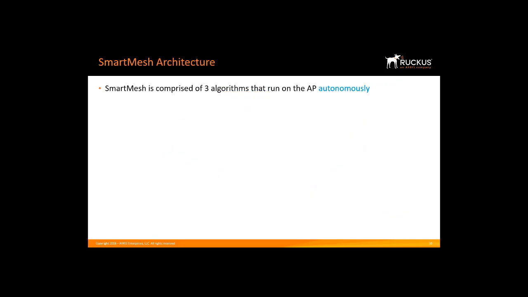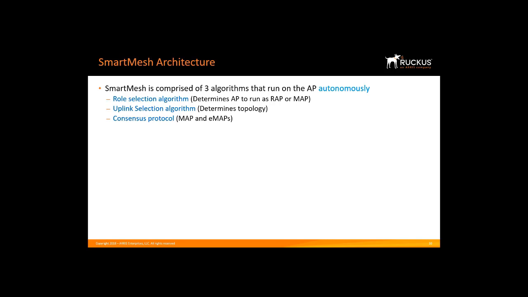Let's review the SmartMesh architecture. SmartMesh is comprised of 3 primary algorithms that run on the AP autonomously. Role selection algorithm. The role selection algorithm determines if the AP is running as a root AP or a MAP. Uplink selection algorithm. The uplink selection algorithm determines the topology of the mesh. The consensus protocol resolves the role of a MAP versus an EMAP.